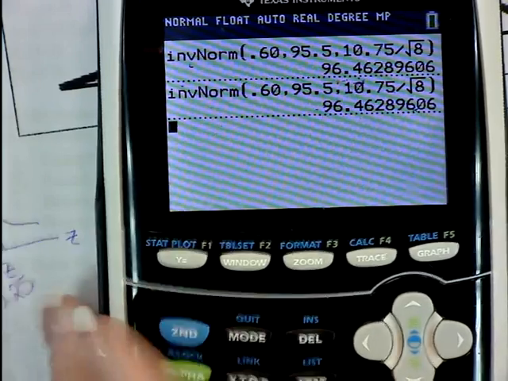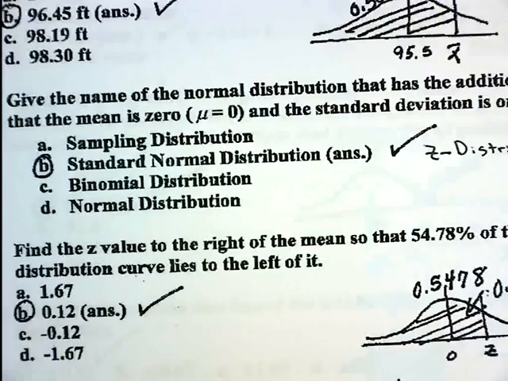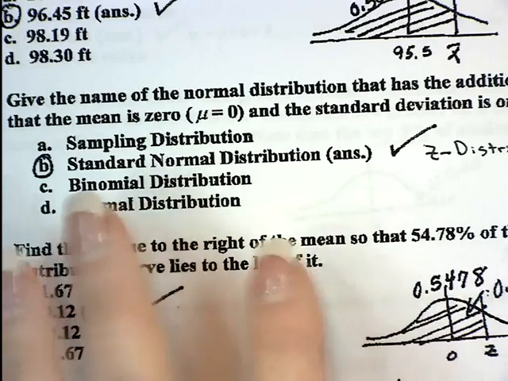96.46. So that's problems 1 through 5, and they all pertain to the very same information about sugar maple trees. Let's start some other questions here. Change gears a little bit.